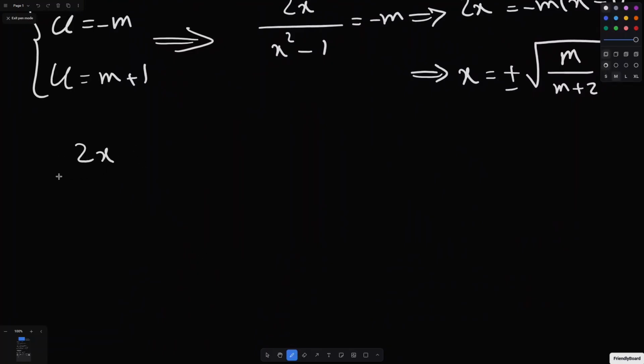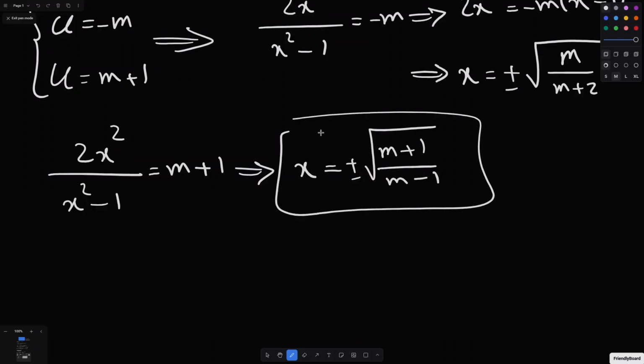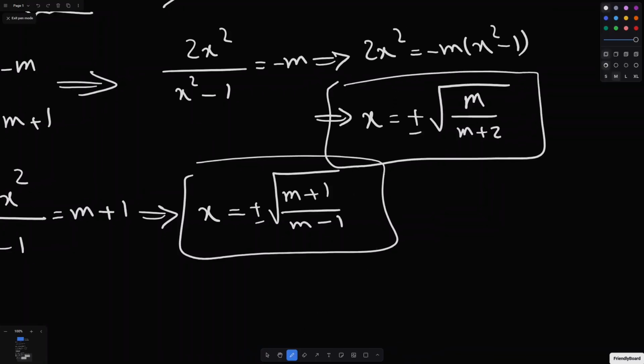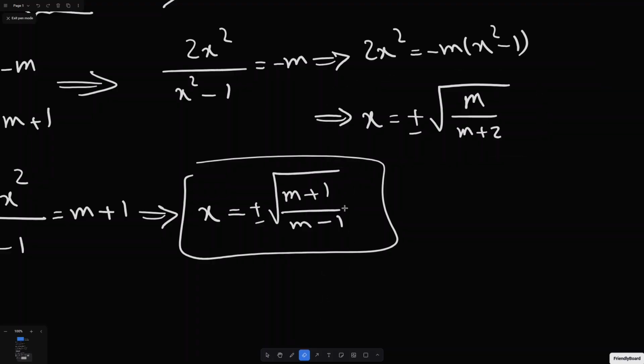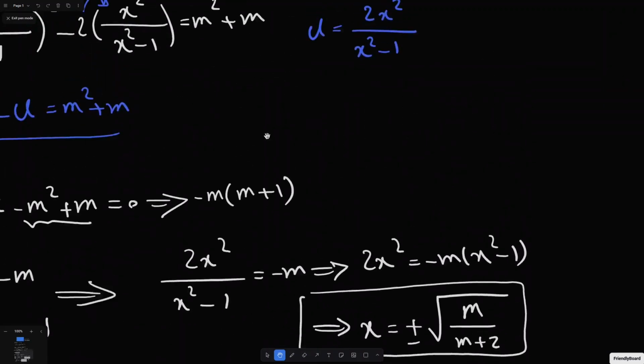It's going to be tedious. And for the second one, it's going to be 2x² over x² minus 1 equals m plus 1. And if you solve this also for x, you're going to get plus or minus the square root of m plus 1 over m minus 1. So these two are the solutions, and as you can see, we solved this problem very simply just by practically completing the square. Completing the squares made everything much simpler. So that's the whole idea here.